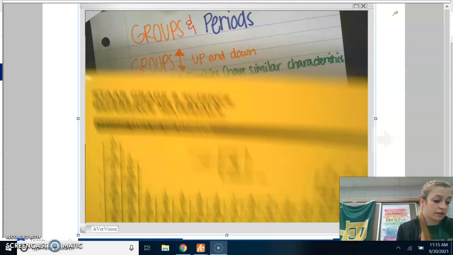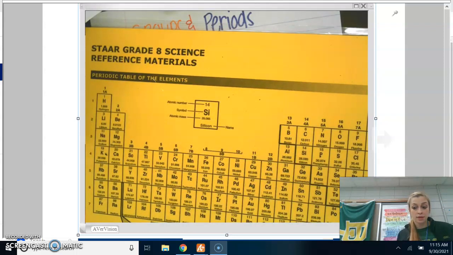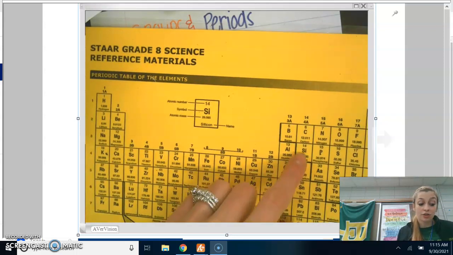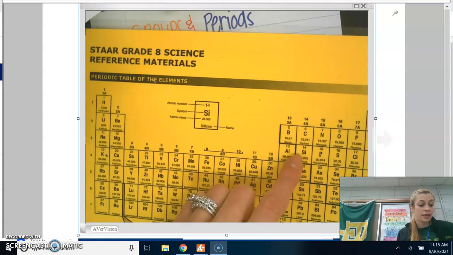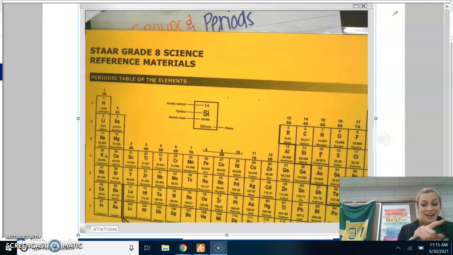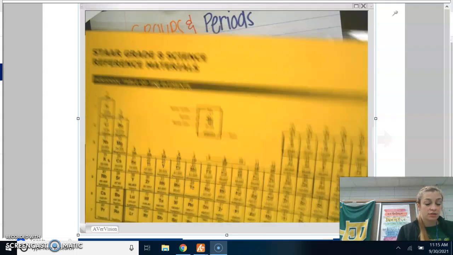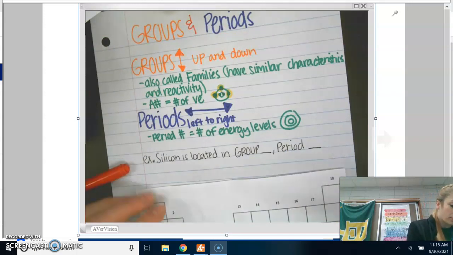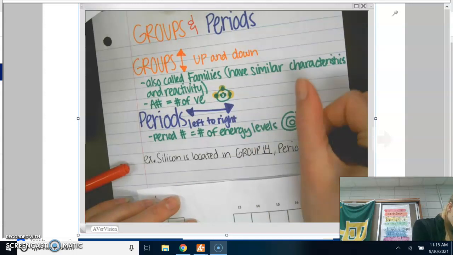So let's find silicon. Silicon is atomic number 14. So I can see that it is also in group 14, or 4A, but we're going to say 14, and it is in period 3. So you kind of have an up and down coordinate and a left to right coordinate, and you see where they match. So silicon is in group 14, period 3.